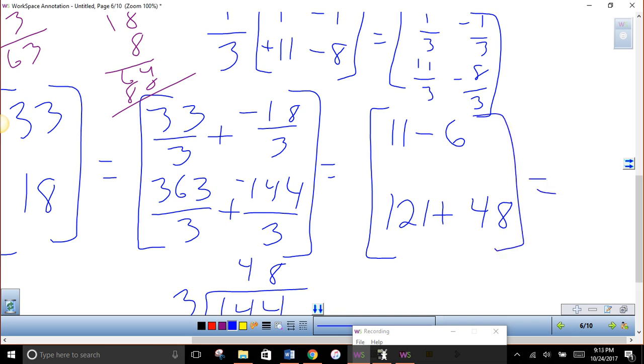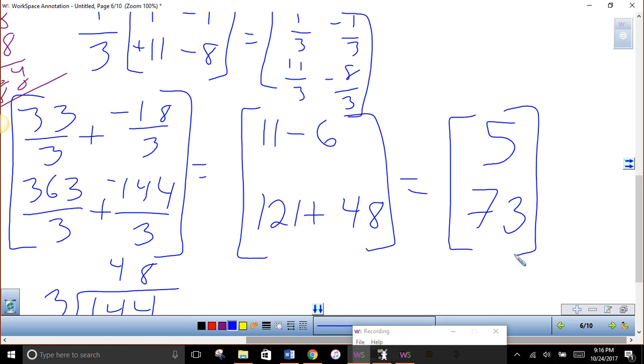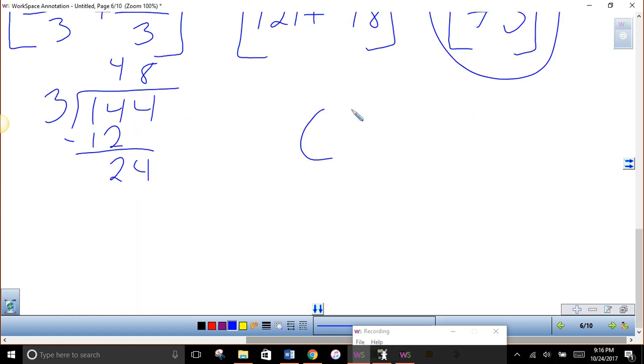Now we just have a little addition. Ain't no thing but chicken wings. And I get 5 and 73. Okay, 5 and 73 here. So this is my answer. But what does it mean, right? I have it as a coordinate, if that helps you.